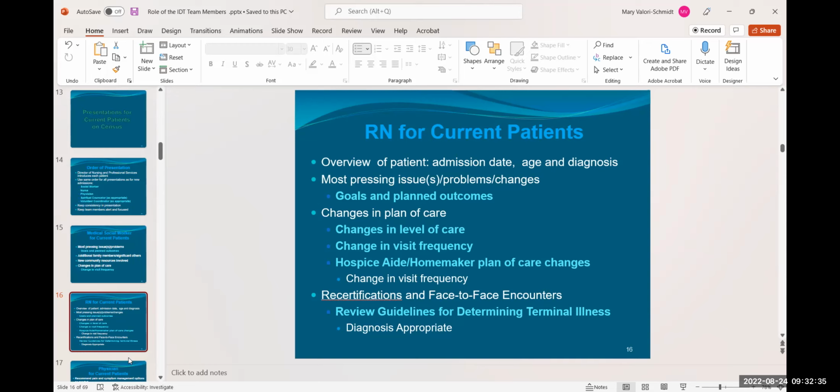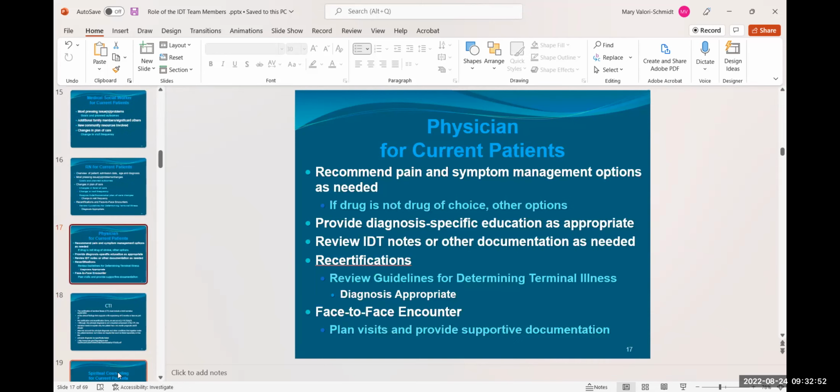And for research and face-to-faces, again, the LCDs are the guidelines for determining terminal illnesses. And the physician is the one that can look at this and say that this diagnosis is or is not appropriate, right? That's outside our scope of practice. The physician can recommend pain and symptom management options. If there's something that's not working, what else can we do? Also pharmacy.